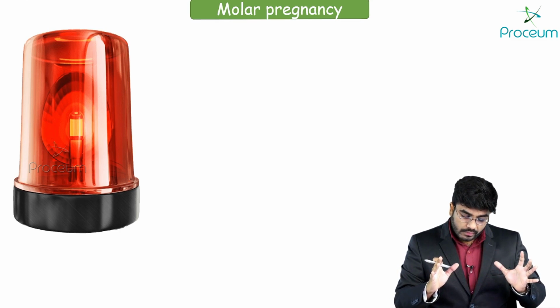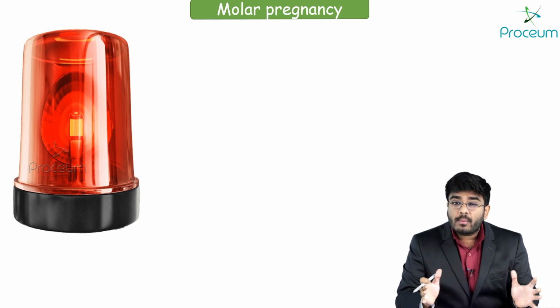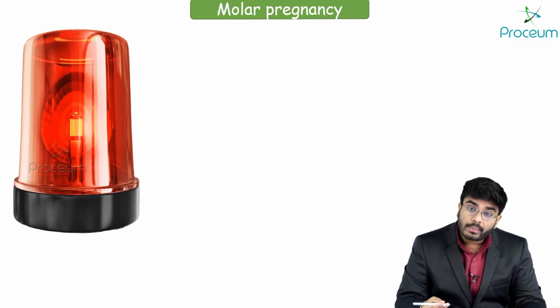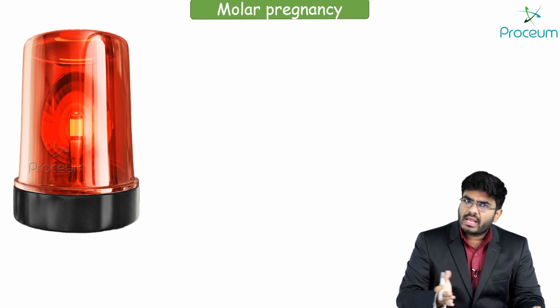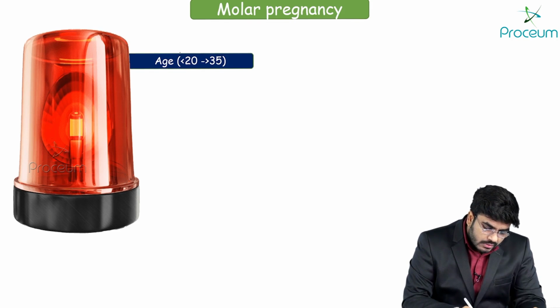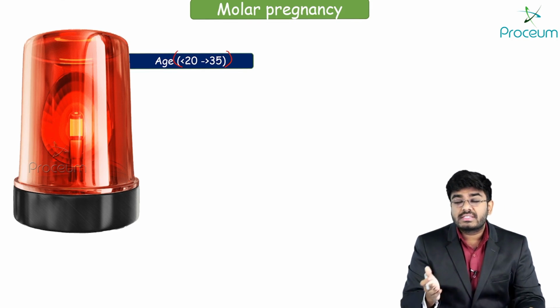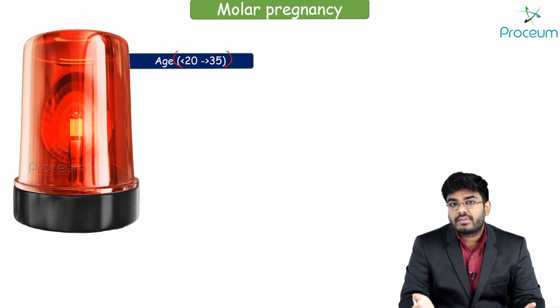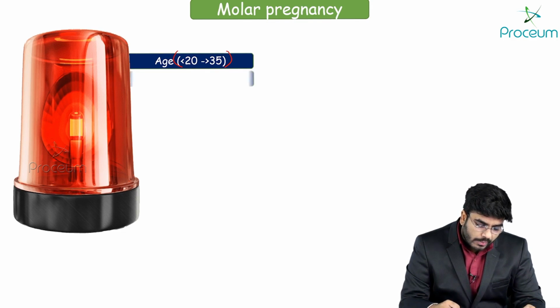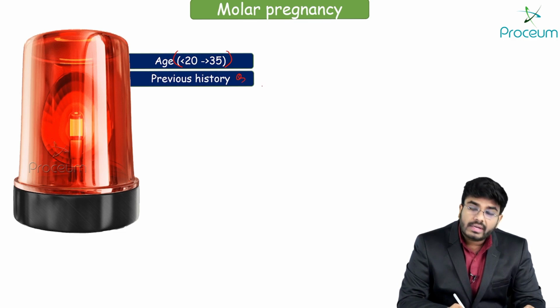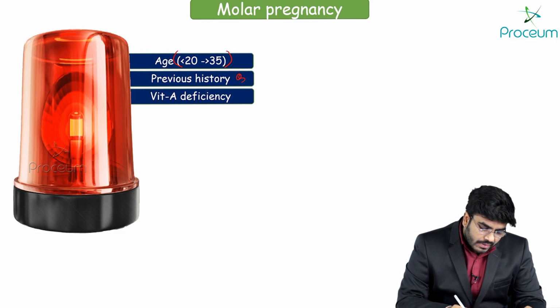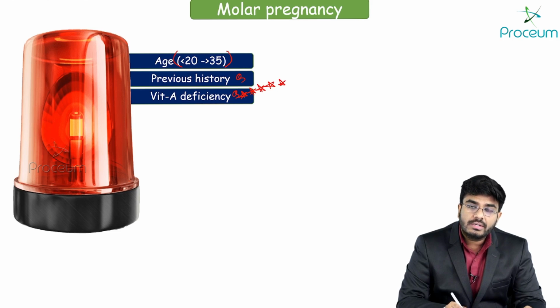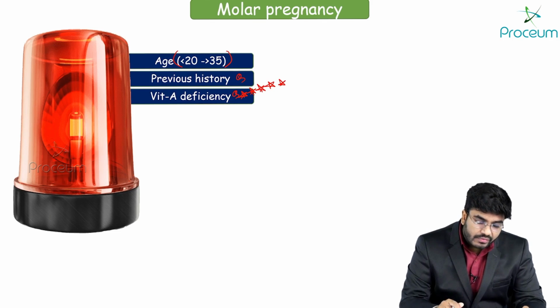In which females are most likely to have this kind of molar pregnancy, both complete mole as well as partial mole. See, age: extremes of ages, less than 20 years of age, that's a teen pregnancy, and more than 35 years of age. So extremes of age are a risk factor for molar pregnancy. Previous history of molar pregnancy is a risk factor. And vitamin A deficiency, this is an MCQ. Vitamin A deficiency is a risk factor for which obstetrical condition? Molar pregnancy.